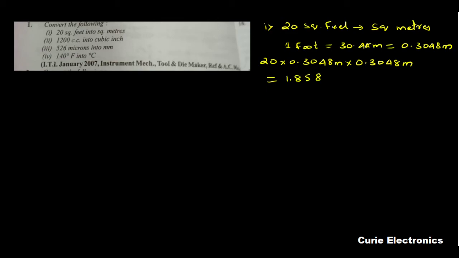square meter. Square meter means, or I can write it as meter square. This is equal to 1.858 square meter. See, whenever the area comes, I will multiply this conversion factor two times. If it's a volume, I will multiply three times. So this is our answer.